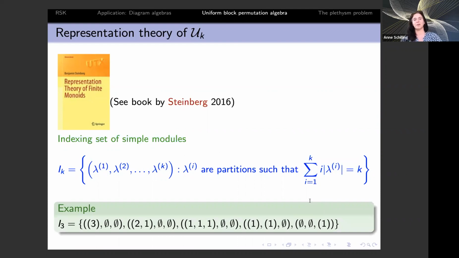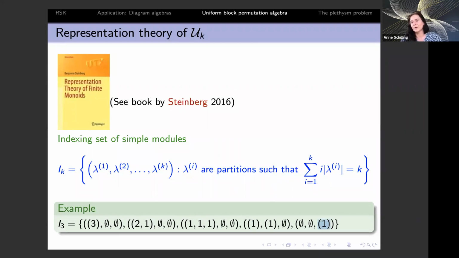So here is an example. If I want to know the indexing set of my simple modules when K is 3, then in the first entry you can put all possible partitions of 3: 3, 2 1, 1 1 1. But you can also have a non-empty partition, let's say in the second slot. For example, here I put the partition 1 in the second slot, but that's weighted with 2. Since we want everything to add up to 3, the first partition actually has to have size 1, and that's why here we have a partition of size 1.